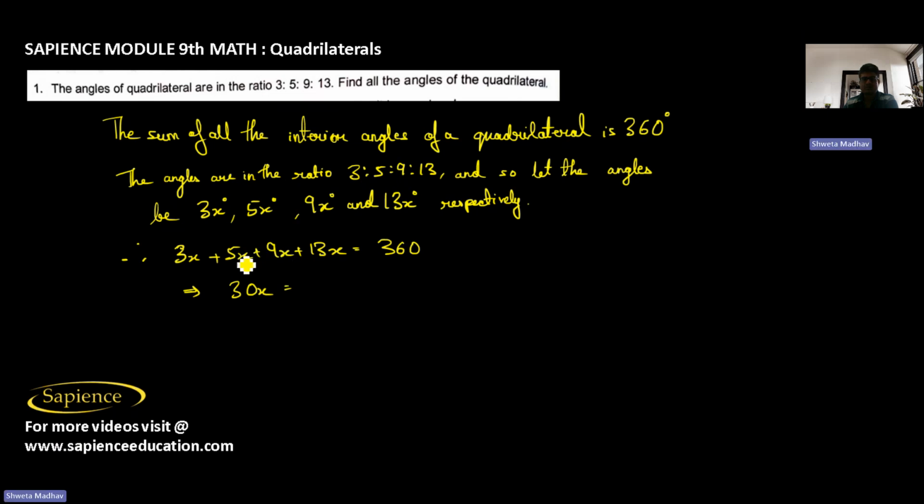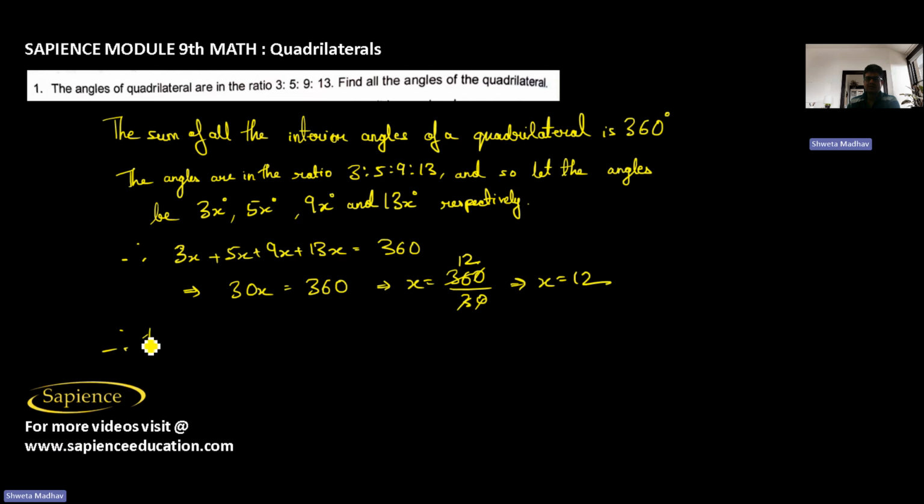So 9 plus 5 is 14, 14 plus 3 is 17, 17 plus 3 is 20, 20 plus 10 is 30. So 30x equals 360. Therefore, x will be equal to 360 divided by 30. 12 threes are 36, so x equals 12.